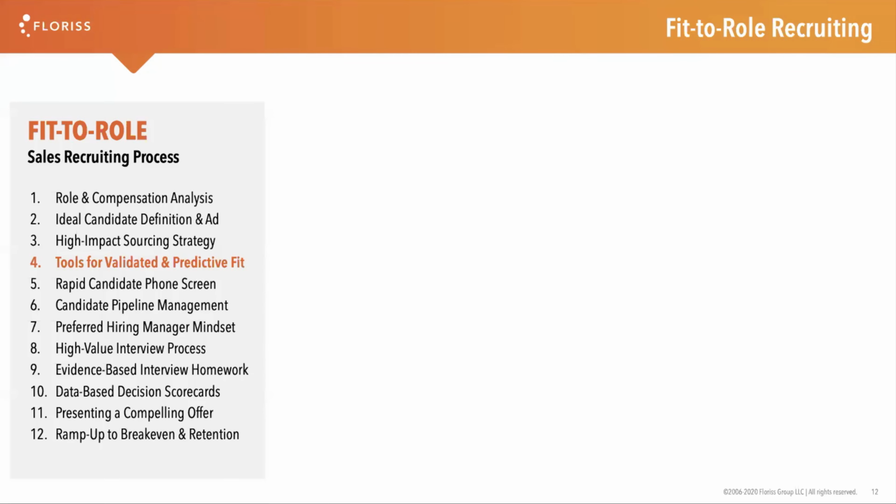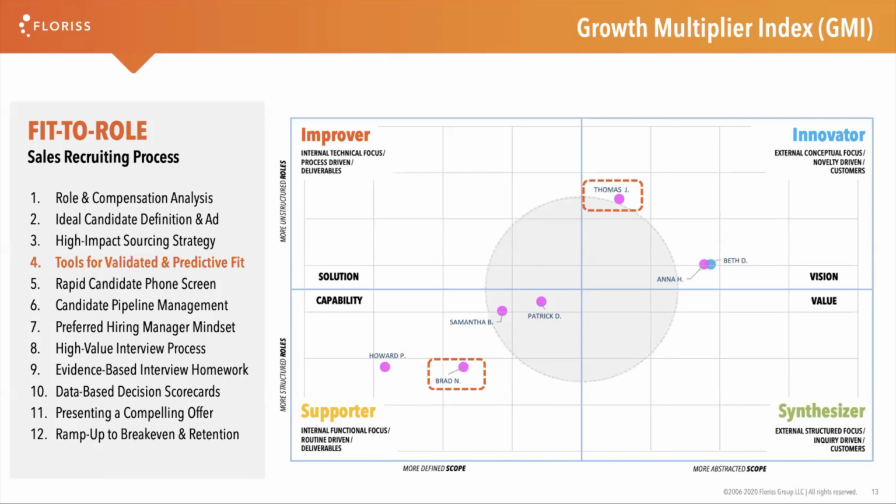And when we do this, we find that we're able to have a 90% success rate or higher, meaning 9 of 10 folks that exit the validation period become top performers in the first year that they're on the job. So they have longevity and they have high performance. Instead of going through the other 12 steps, I'm going to stop here and just share with you the impact of leveraging the growth multiplier index to validate the predictive fit of our candidates.